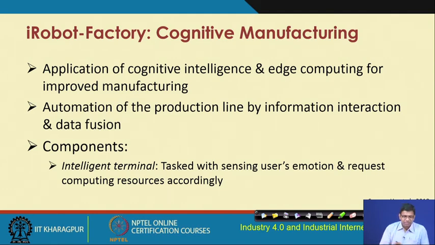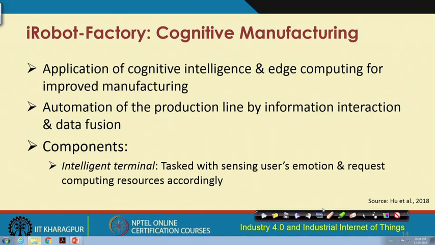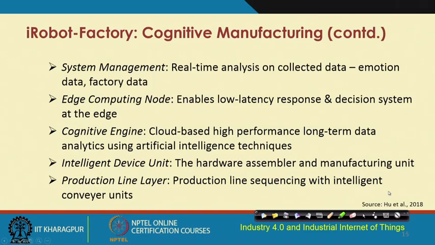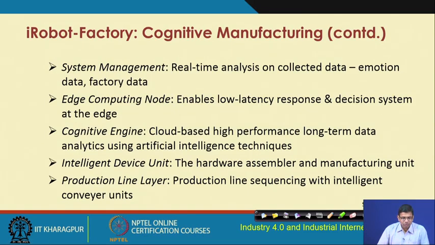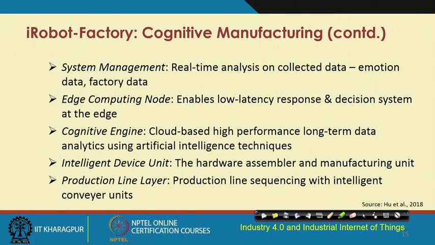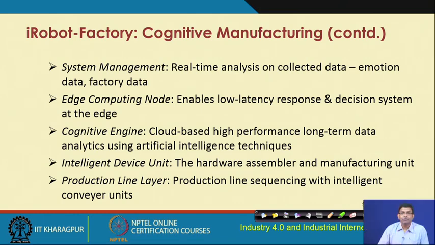So, this is the work which uses different components such as the cognitive or the intelligent terminal, which is tasked with the sensing of the user's emotions and requesting computing resources based on the perception of the emotions of the users, and different other components such as the system management, edge computing node, cognitive engine, intelligent device unit and production line layer. So, all of these are different components of this iRobot-Factory, and I am not going through the individual descriptions of each of these components, and it is already given to you, and it is very similar actually.